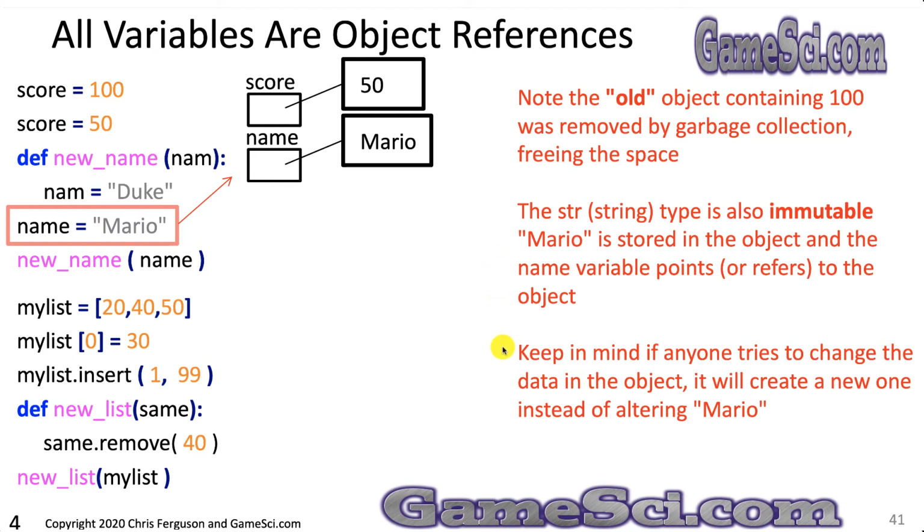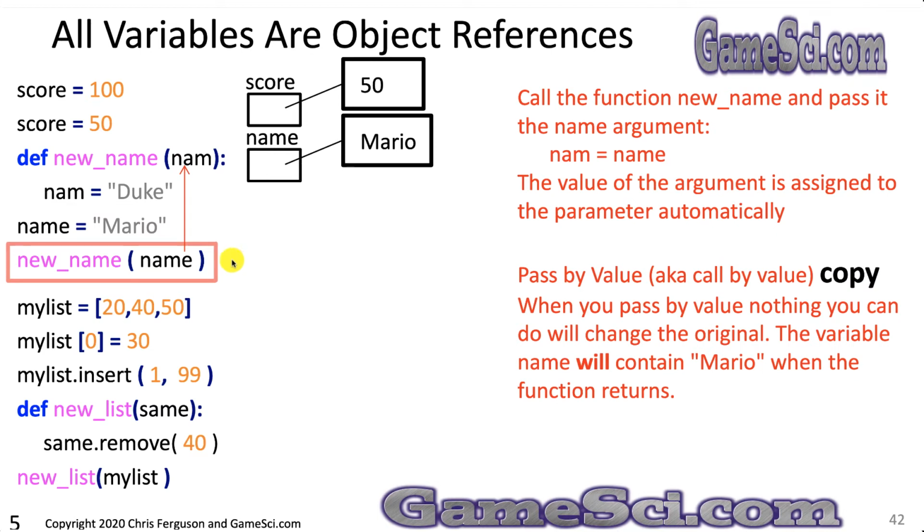Keep in mind, if anyone tries to change the data in the object, it will create a new one instead of altering Mario. That's what immutable means. Whenever you try to change the data of an immutable object, it simply builds a new object and throws away the old one. Call the function newName and pass it the name argument.